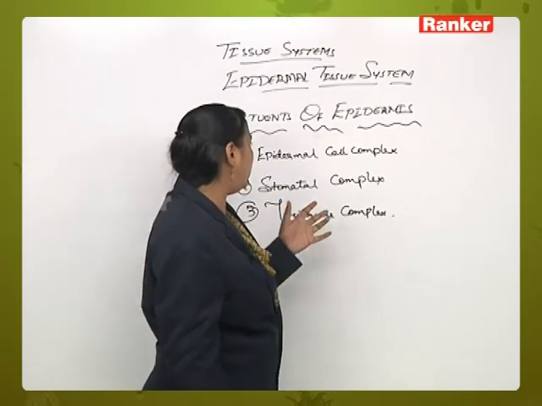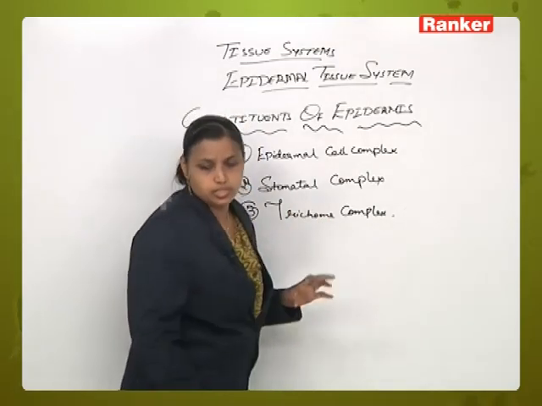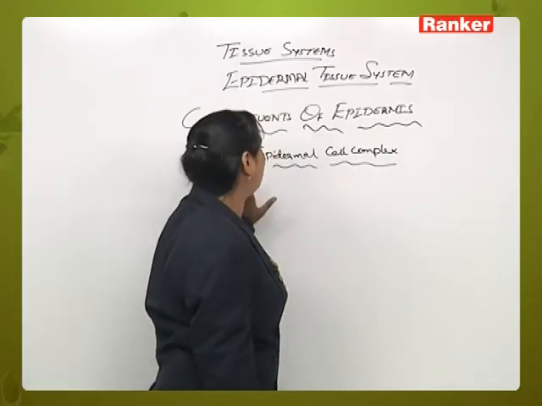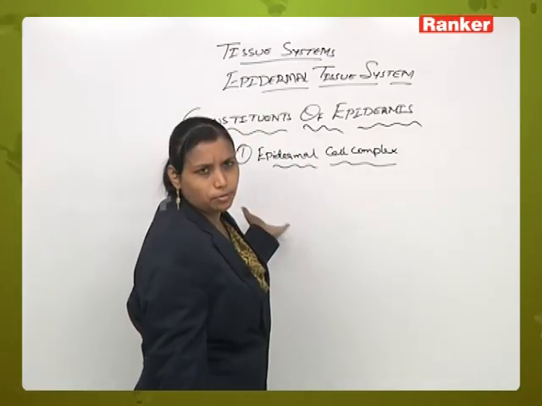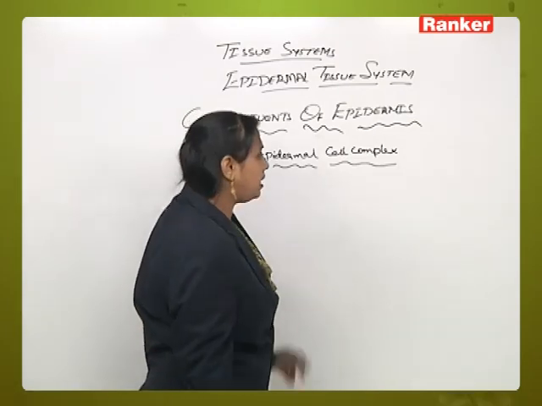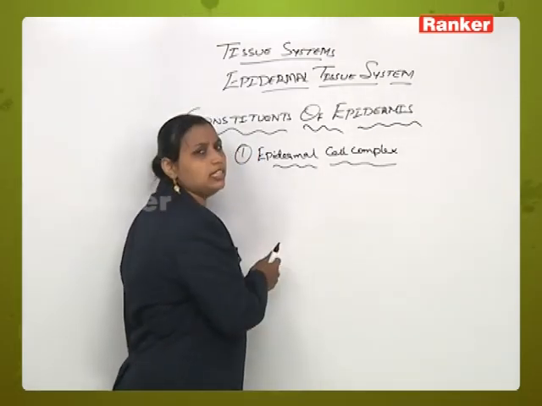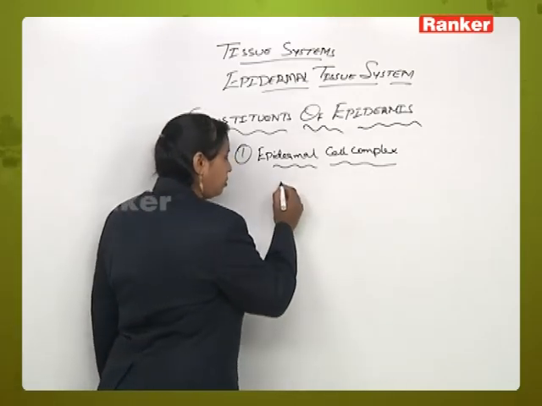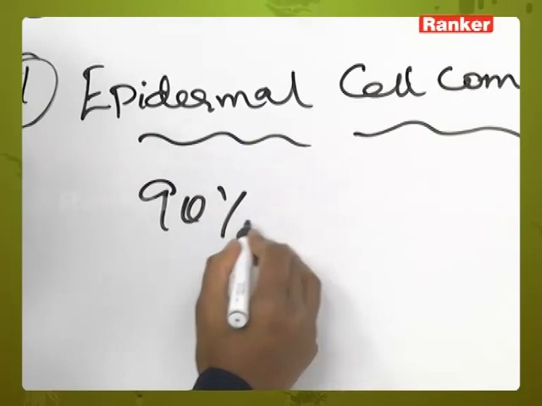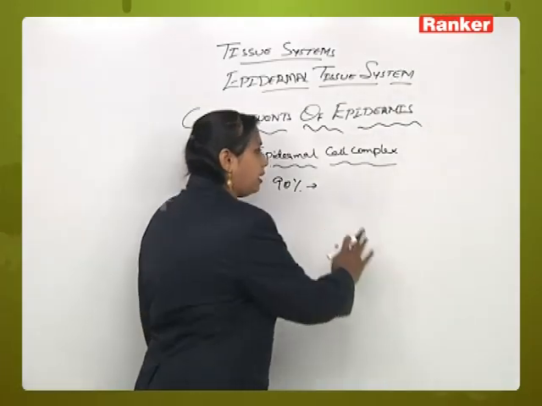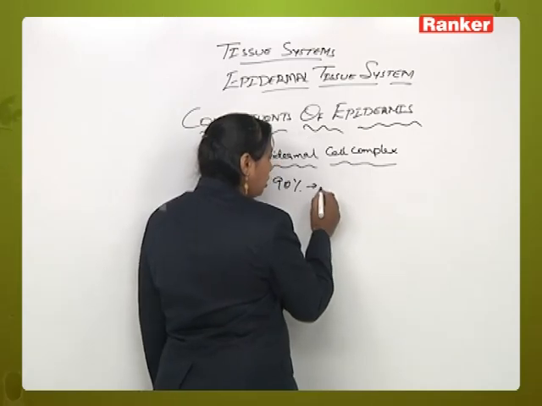The first one we will be dealing with here is the epidermal cell complex. In the constituents of epidermis, we will be studying 3 different components: epidermal cell complex, stomatal complex, and trichome complex. So now here we will be dealing with epidermal cell complex. About 90% of the epidermis in total is occupied by the epidermal cell complex.